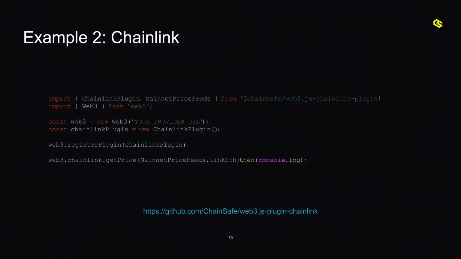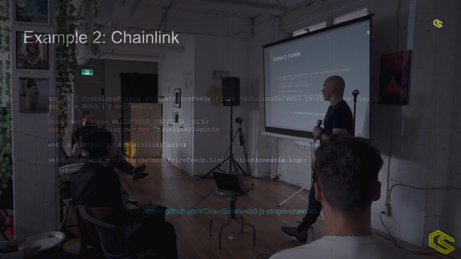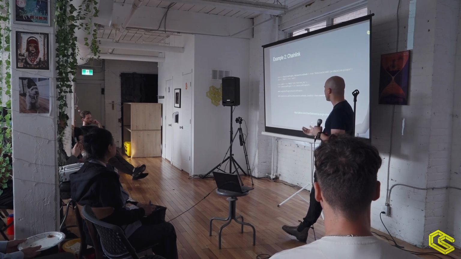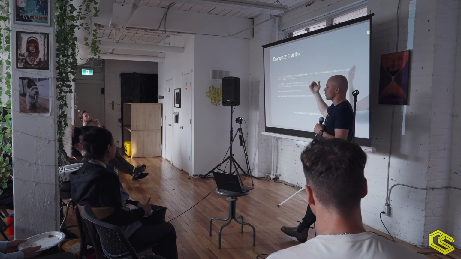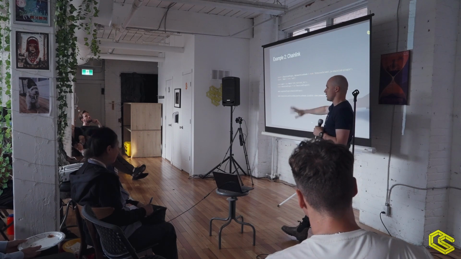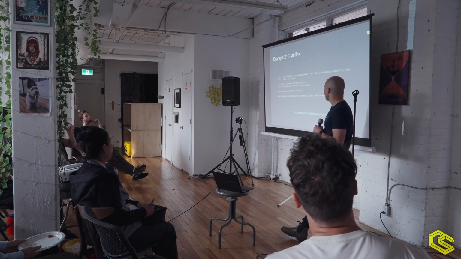This is another example. We built a plugin for Chainlink, and it's a similar concept here. You can see we're instantiating it, we're registering it, and now we actually have the ability to just call getPrice, and everything's abstracted away for you. This also demonstrates another aspect, which is that you can define constants and perhaps even remove more ambiguity for the developer, just to make things really streamlined and easy to use.